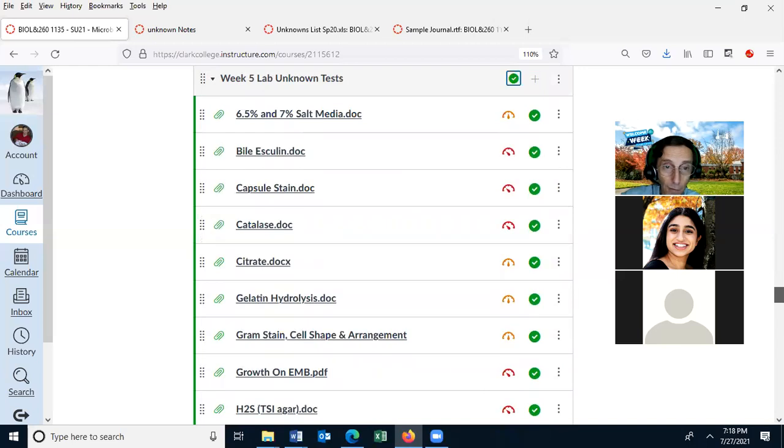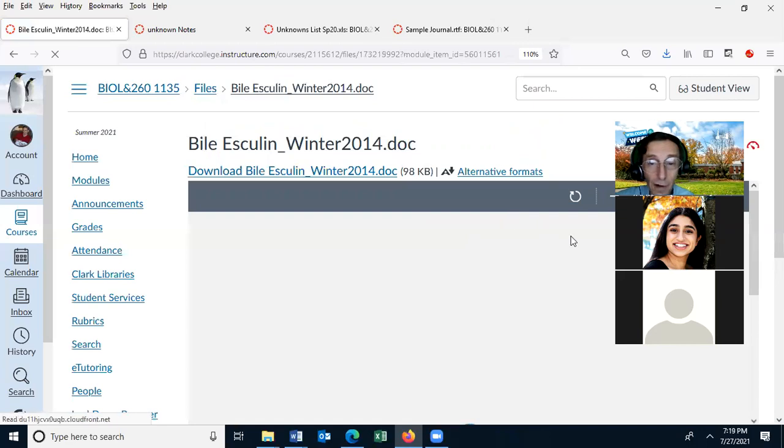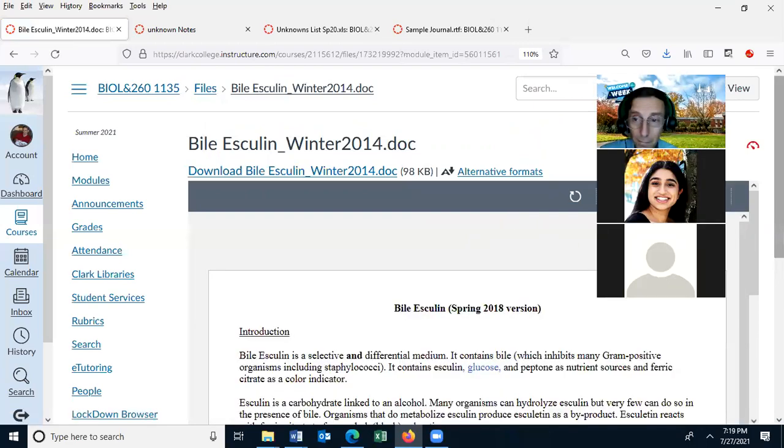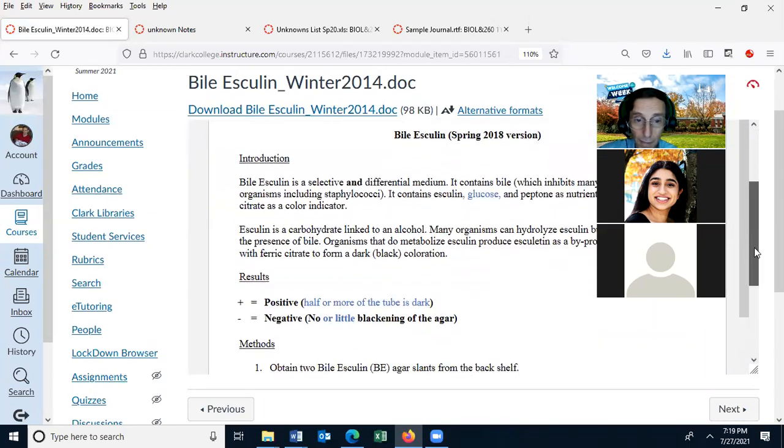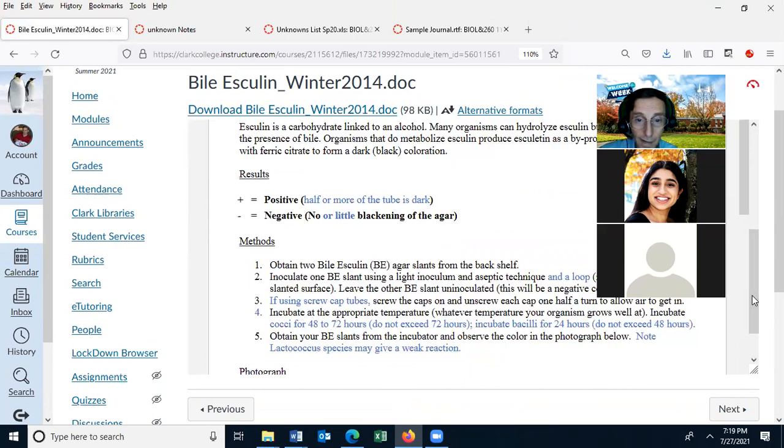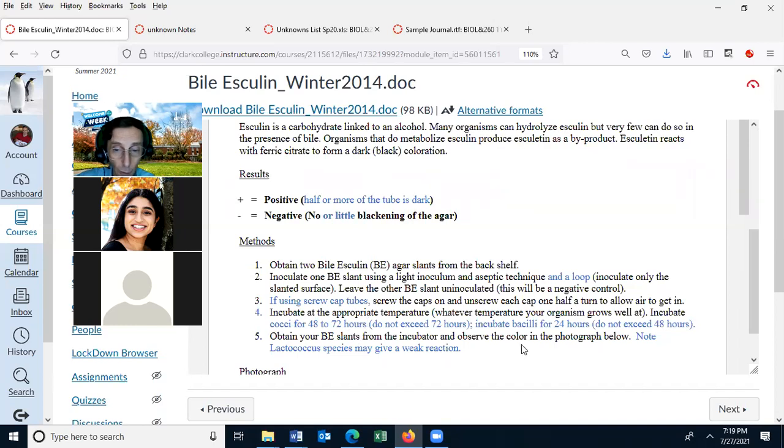And when you ask for a test, you should look at it. Let's do the bile-esculin, to see what that test involves, what the results can be, and then how long the test has to incubate. So this test runs for at least 48 to 72 hours, although bacilli can be incubated for 24 hours to 48 hours. So this one generally will incubate for about 48 hours before you'll get the test results. So when you request a test, that test has to incubate, and this is how long it will incubate.